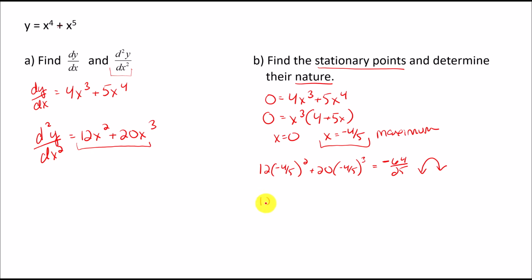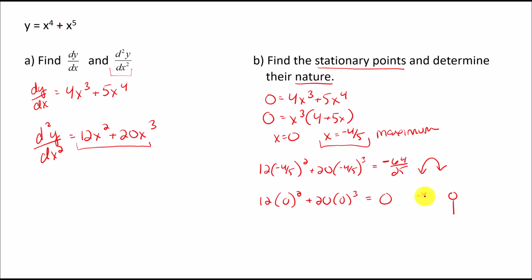Now, if I plug the 0 in, I actually get 0. And we don't like 0 because I can't use this to figure out concavity, since it has to be positive or negative. So in this case, I'd have to go back to this x equals 0.